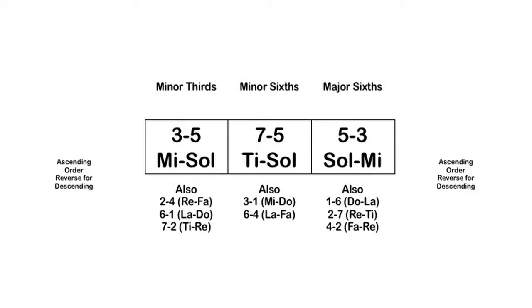For the minor sixth, we typically hear scale degree 7 going up to scale degree 5, reverse that for singing a minor sixth down. And remember that a minor sixth sometimes is just as easily heard as scale degree 5 up to 3 in the minor mode. Major sixth typically we hear as scale degree 5 up to 3 in the major mode, and again reverse that if you're singing a major sixth down.